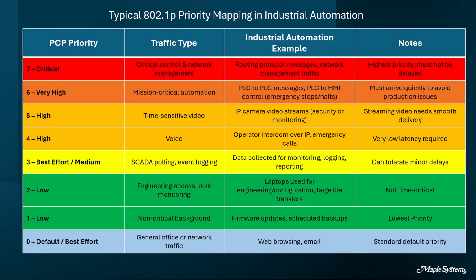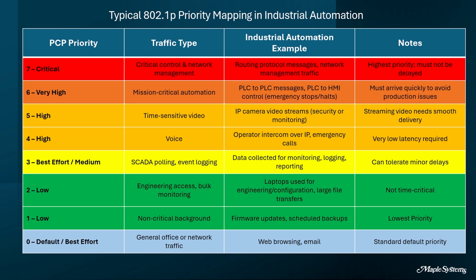Here is a table for the typical 802.1p priority mapping in industrial automation. This is how the priority is typically set up for an industrial automation factory or plant. Over on the left, you have your PCP priority, 7 being critical, all the way down to 0, which is typically your general network traffic. So 7 could be your routing protocol messages and network management traffic, so that's your highest priority and must not be delayed. Very close beneath that is your very high 6 level: mission critical automation, PLC to PLC messages, PLC to HMI control.